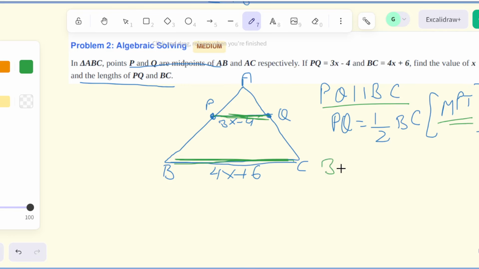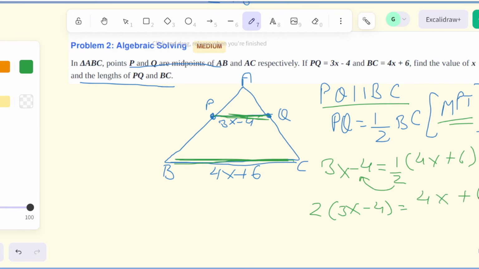Now PQ is 3x minus 4 and BC is 4x plus 6, right? Take 2 to the side, it gets multiplied with 3x minus 4, equal to 4x plus 6. Now if you open up the bracket, this becomes 6x minus 8 equal to 4x plus 6. I'm just writing here now. Take 4x to this side, 8 to this side.